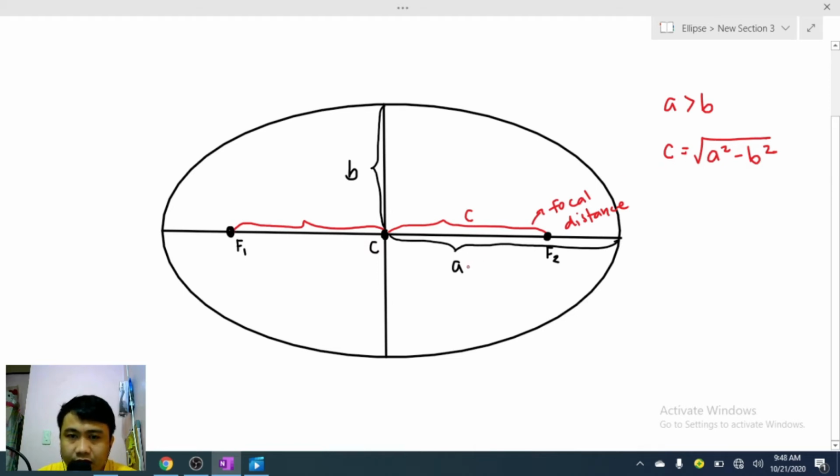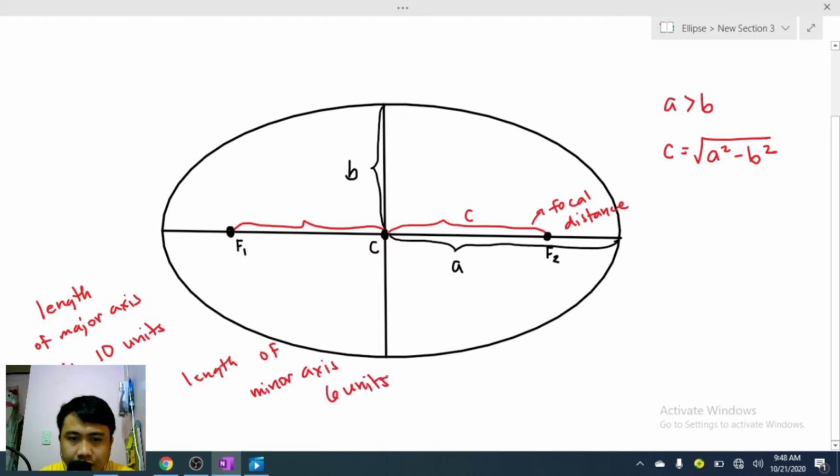Okay? So, just for example, if the length of our major axis is, sabihin na lang nating, 10. At ang length naman ng ating minor axis is 6 units. Ibig sabihin, our A is kalahati ng 10, so we have 5. Ang B natin, kalahati ng 6, which is 3 units.